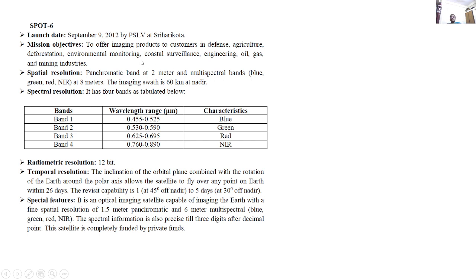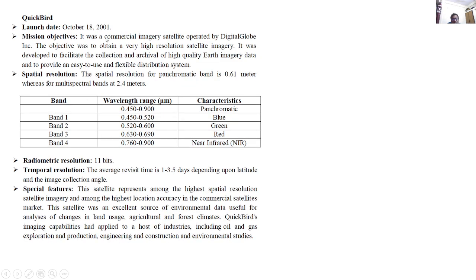Then SPOT 6, another very interesting one. The spatial resolution is just 2 meters, and it depends on the bands, by the way. Radiometric resolution is 12 bits, and with a temporal resolution of within 26 days they can actually revisit any place. So that's the specialty. Then QuickBird was launched in 2001 with a very fine spatial resolution of 0.61 meter for the panchromatic band and 2.4 meter for the multispectral bands. 11 bits again, and temporal resolution varies with respect to the area and the angle of image collection.